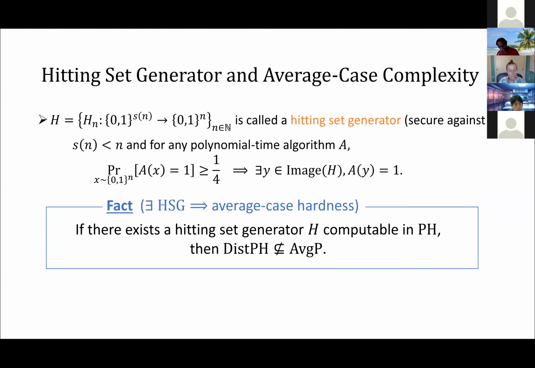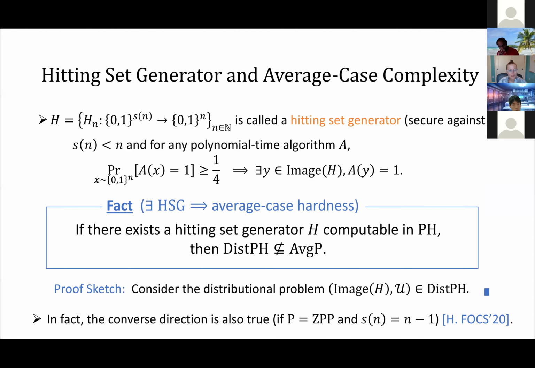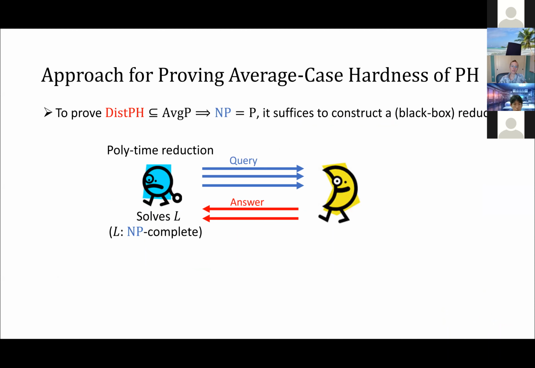So in light of this, we can consider the following approach to prove the open question about distributional PH. In order to resolve this question, we would like to design a black box reduction which makes a bunch of queries to some average case algorithm that avoids a hitting set generator H, where H is some hitting set generator that is computable in PH. If we can design such a polynomial time reduction, we can resolve this open question.